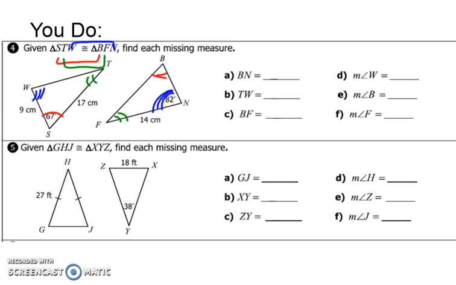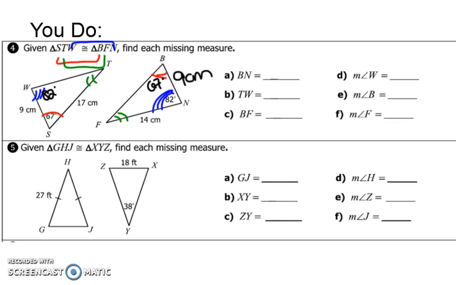Now, if you notice, angle N has a measure of 82 degrees. Well, if it's congruent to angle W, that means that is also 82 degrees. The red, or angle S, has a measure of 67. That means angle B, since it is red, is a measure of 67. They are congruent. When we talk WS, it's between the blue and the red. Well, WS is congruent to NB. So since WS is 9 centimeters, that makes BN also 9 centimeters.